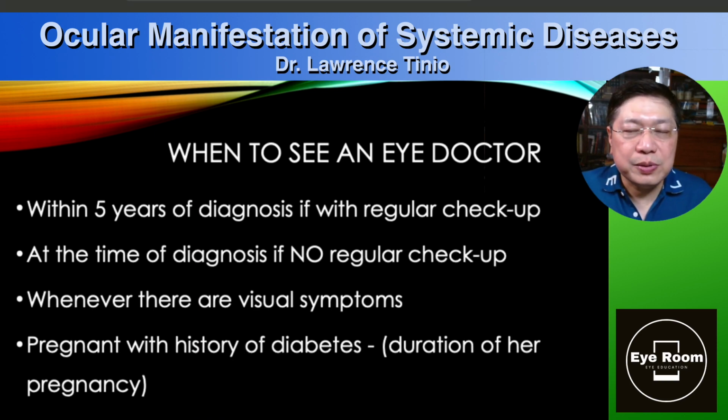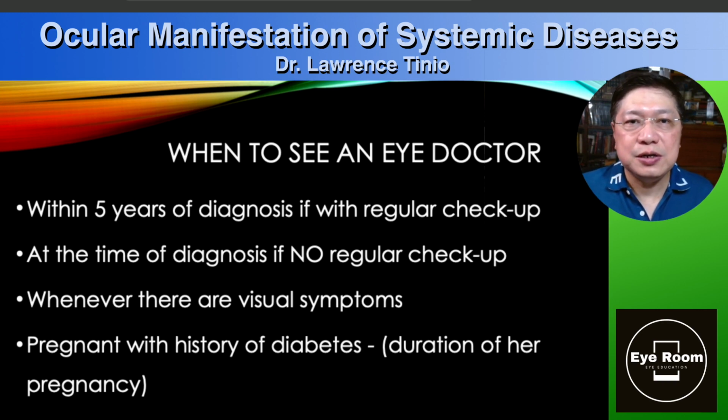Now, the question becomes, when do you need to send your patient to see an eye doctor? Our rule of thumb is that within 5 years of diagnosis, if your patient is having a regular annual or preferably semi-annual checkup, so if your patient is having an examination every year, and that is the first time you've diagnosed them with diabetes, you can wait 5 years before sending them to an eye doctor.